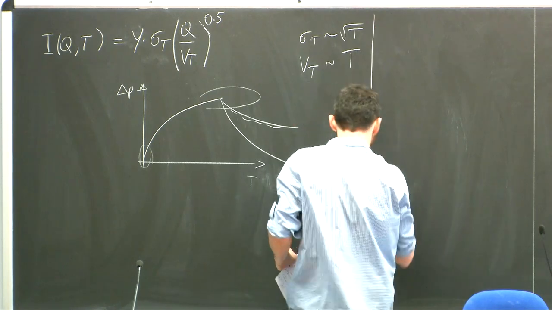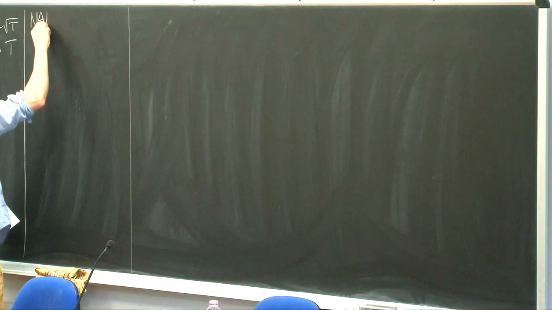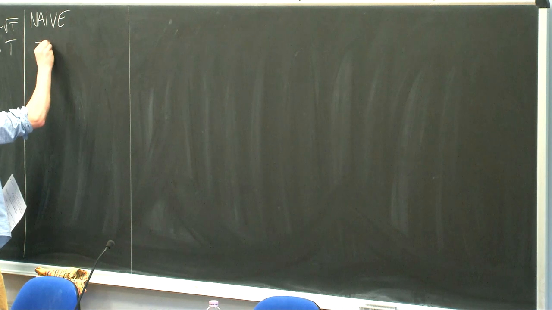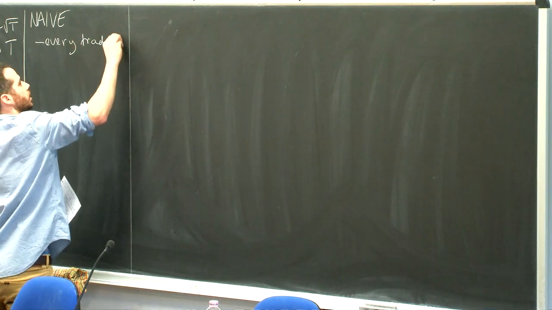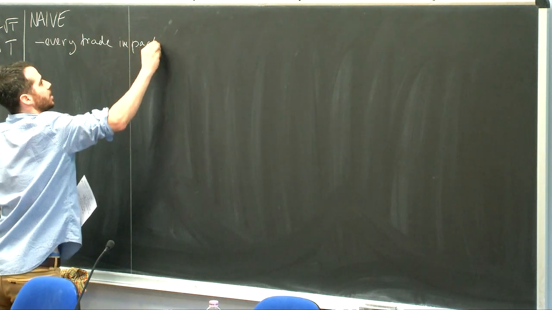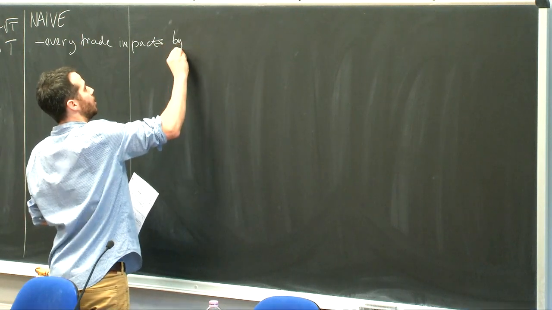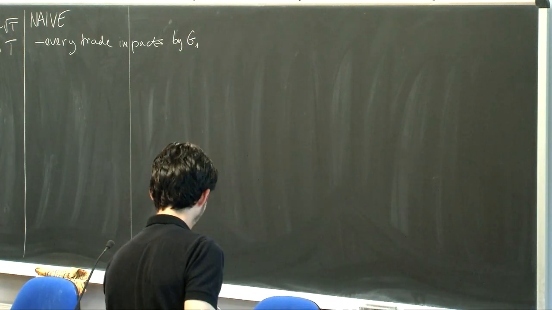One is sort of simple, but it's good to see it once. If we have a naive model and we say that every trade pushes the price by the same quantity, okay, so it's a line, every trade impacts the price by, I call it G1. So every trade that happens does this.